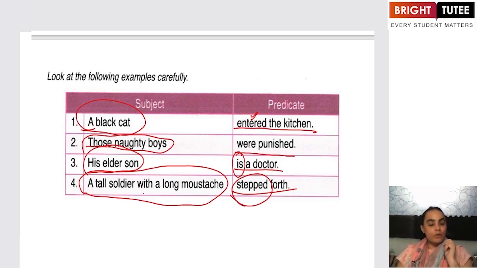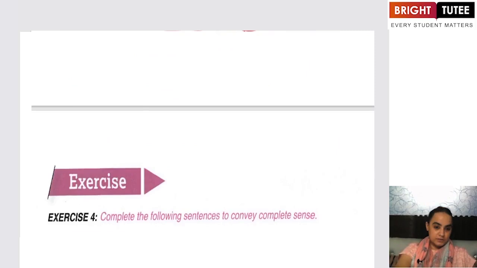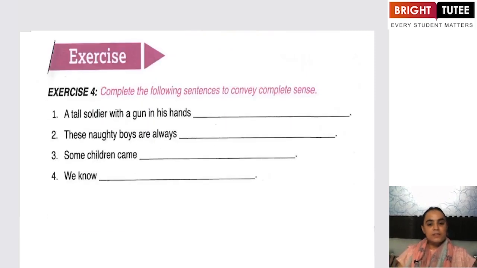How do we know what is the subject in the sentence? By asking the question, what are we talking about or who are we talking about? Predicate will always have a verb. Predicate is something that will tell us about the subject of the sentence. Let us look at the exercise and it will help us understand this topic better.